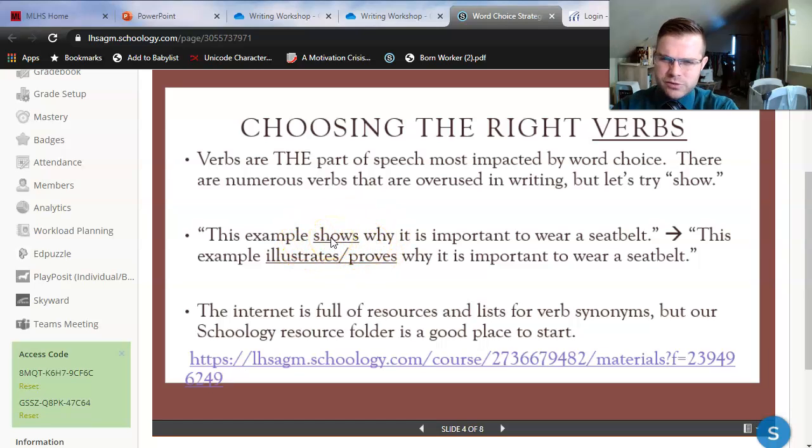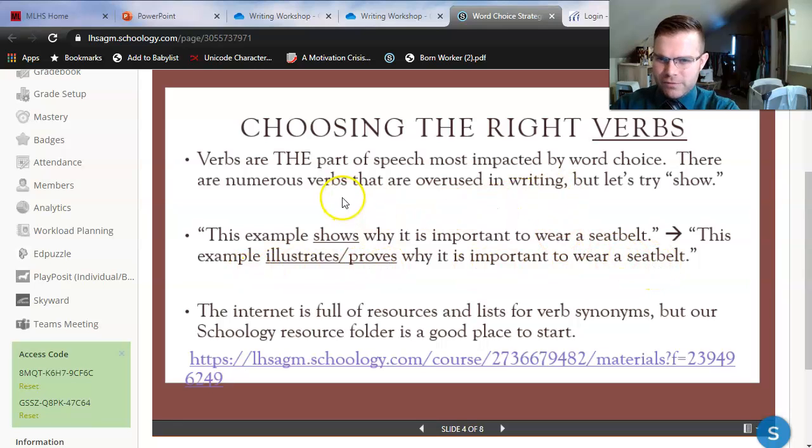It can mean to demonstrate something. It makes me think of a TV show, right? Not to mention that an example itself didn't pull out its hands and demonstrate something to you, right? So it's kind of an imprecise verb. We need a more precise verb or a more creative verb to show that, right? We could say this example illustrates why it's important to wear a seatbelt, or demonstrates why it's important to wear a seatbelt, or proves why it's important to wear a seatbelt.